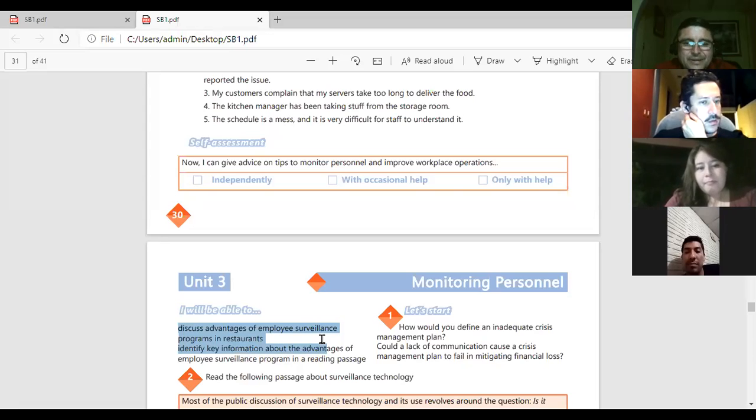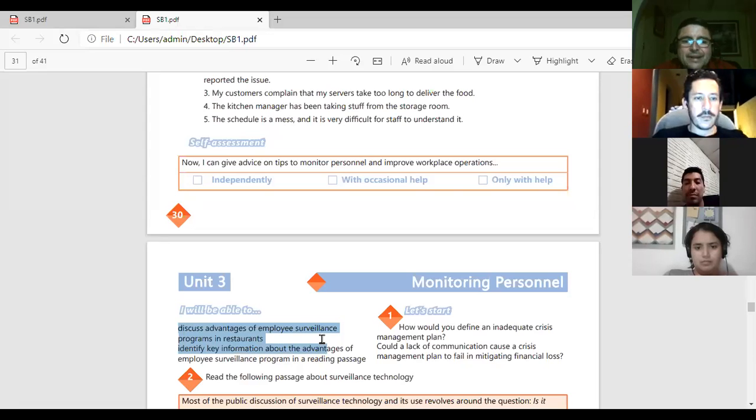Let me see right here. Teacher, advantages or disadvantages? What is the meaning of surveillance? Does anybody know the meaning of surveillance? Vigilancia. Yeah. Discuss advantages of employee surveillance. Vigilancia de los empleados. So you will discuss if this applies to your case in your company. Do they have someone undercover? Do they have cameras? So what are the advantages and also disadvantages?